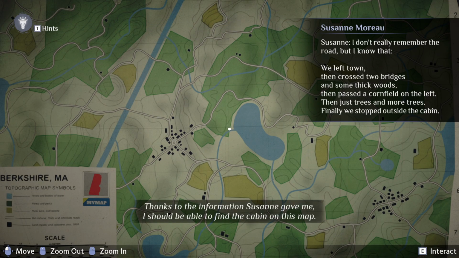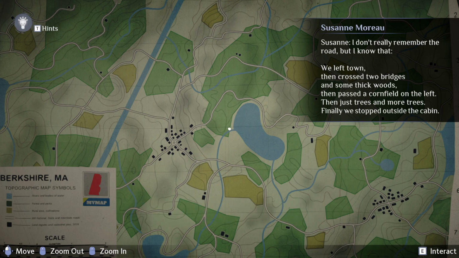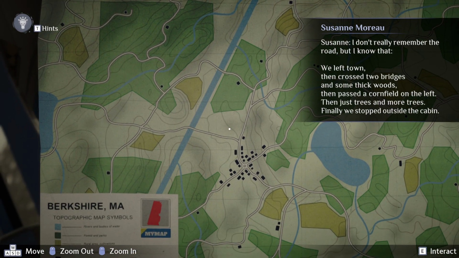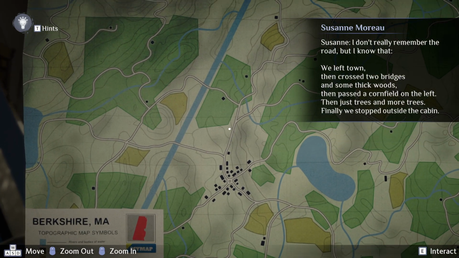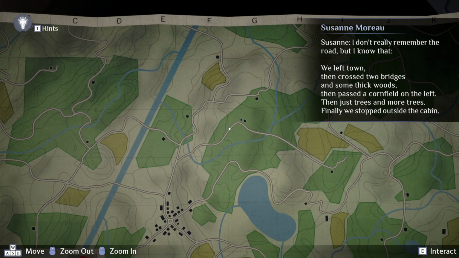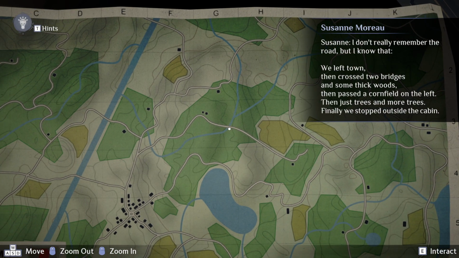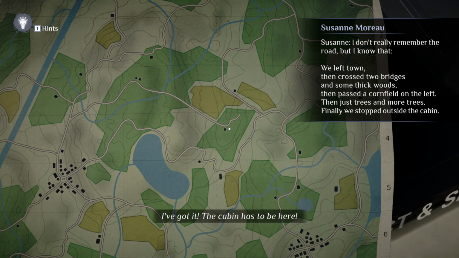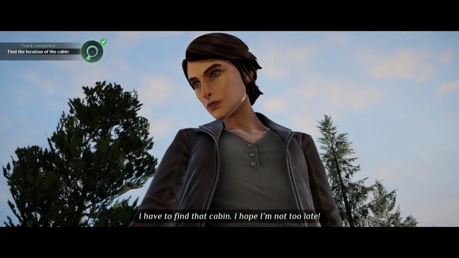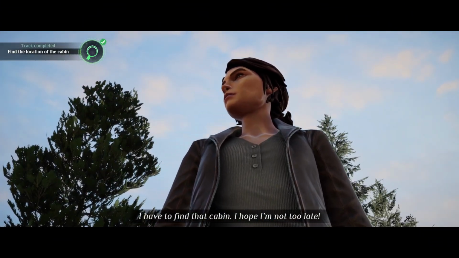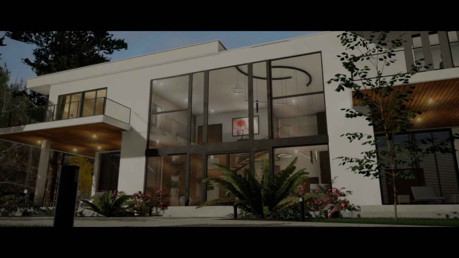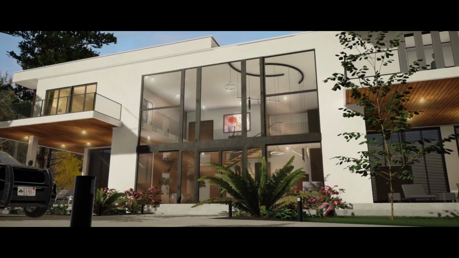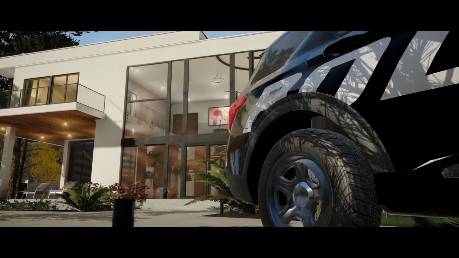Thanks to the information Suzanne gave me, I should be able to find the cabin on this map. Okay, if we go this path, all right, let's go. One bridge, second bridge, some thick woods, then past a cornfield on the left. Okay, I got it. Yep. The cabin has to be here. I have to find that cabin. I hope I'm not too late. All right, let's check it out.